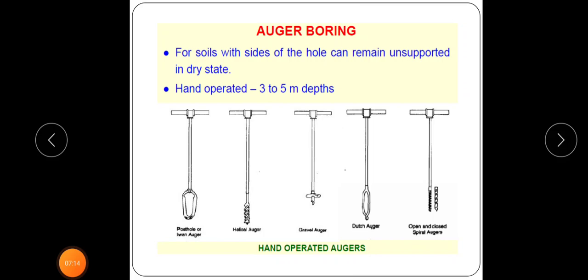Using this hand operated auger we are making a hole. The hole is advanced by turning the cross arm manually and at the same time applying thrust in the downward direction. When the auger is filled with the soil, or the soil is collected in this portion, the auger is taken out.